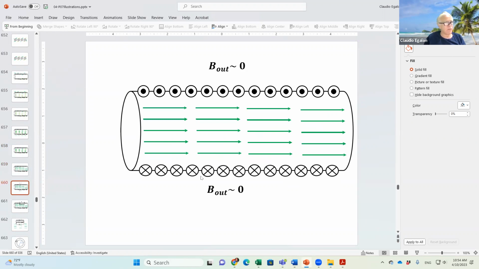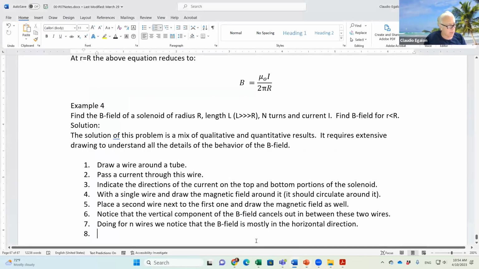Outside is approximately 0. Do you see how simple the solenoid is? Outside the solenoid, the magnetic field is 0. It's a behavior very similar to that of a capacitor. Outside the volume of a parallel plate capacitor, the electric field is 0. Okay, I'm going to write that down for you so you have time to absorb everything.